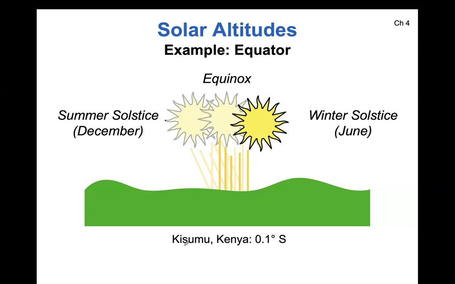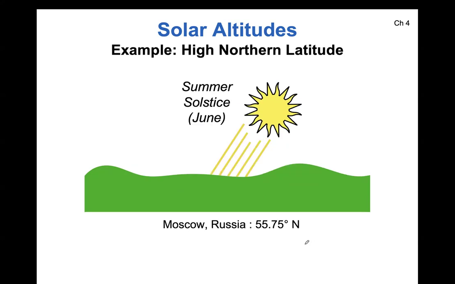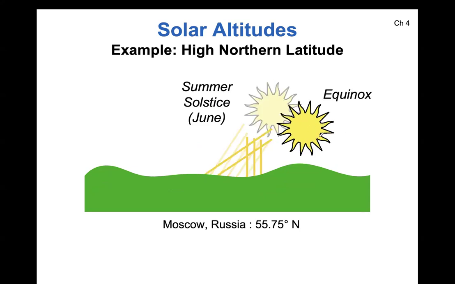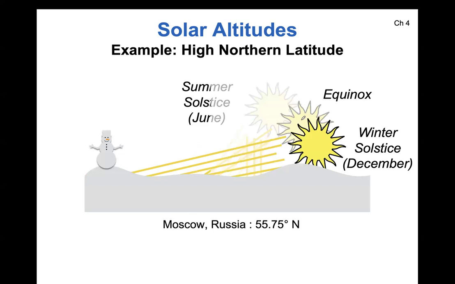In this case, Kisumu, Kenya, which has a value of latitude that's basically equatorial, or a tenth of a degree south of the equator. If we look at a high northern latitude, like Moscow, Russia, which is at 55.75 degrees north, we've got the summer solstice, the equinox and winter. See, the sun never gets very high. And in winter, it practically hovers at the horizon all day.